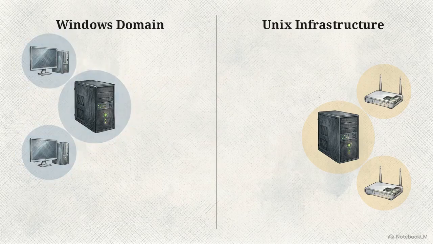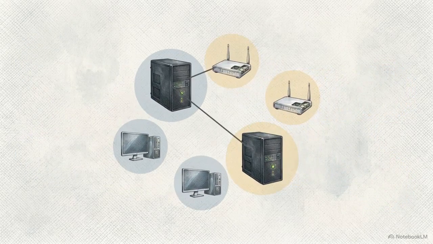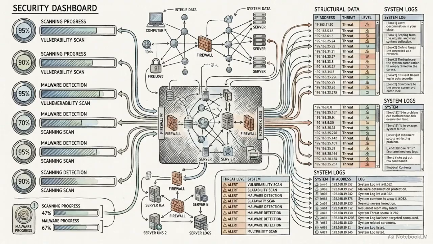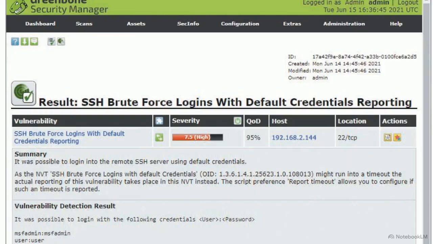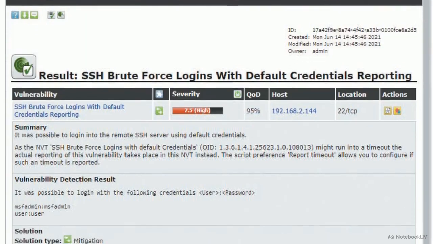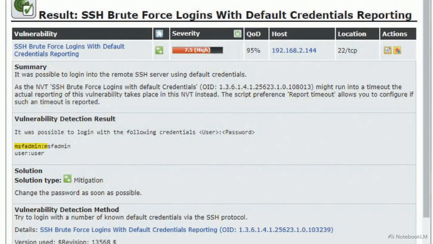A modern enterprise network is a hybrid environment. It relies on both the Windows domain controllers and the Unix server infrastructure functioning together. To map this complex surface, enterprise security teams use automated vulnerability scanners like Nessus and OpenVAS. In this OpenVAS report, the scanner automatically identifies a critical weakness on a remote host. It flags an open SSH port and successfully logs in using the default MSF admin credentials.